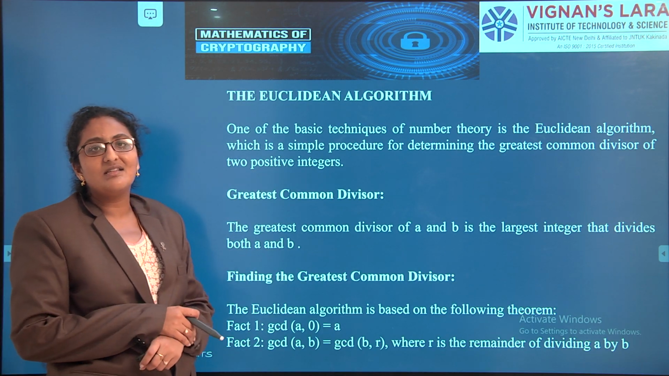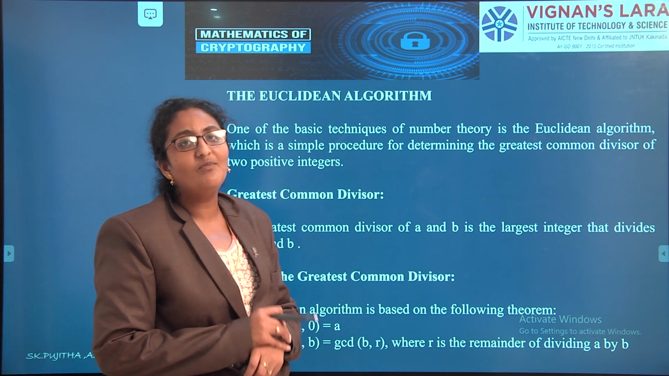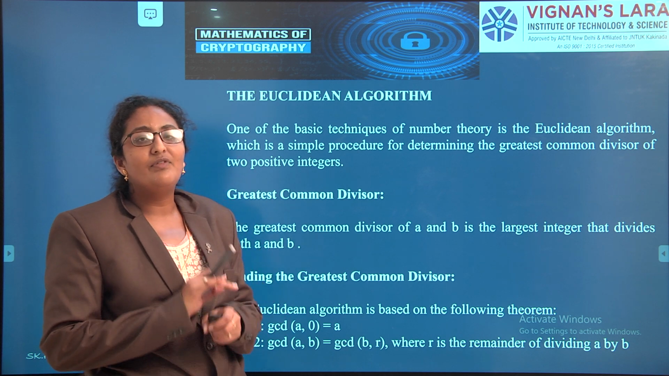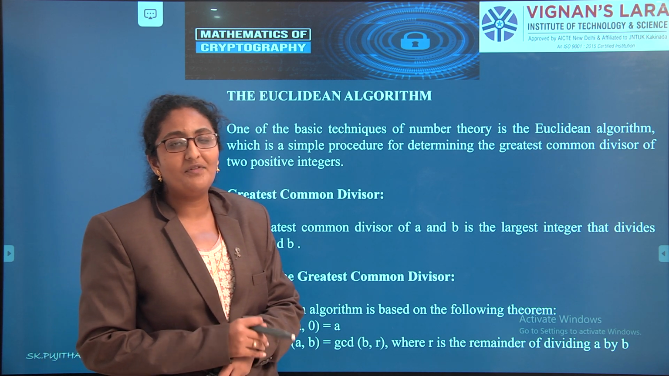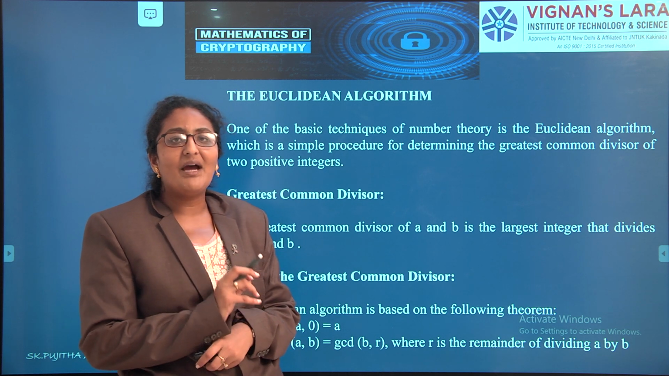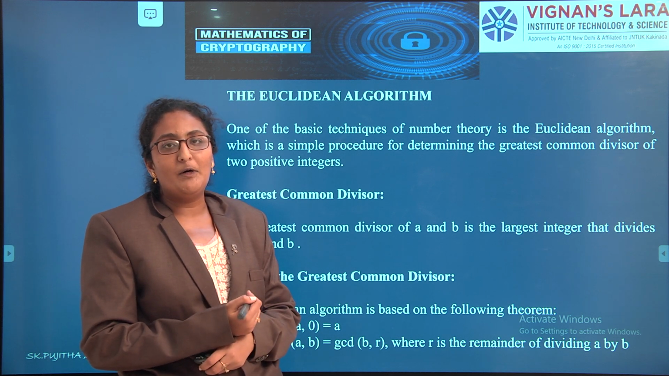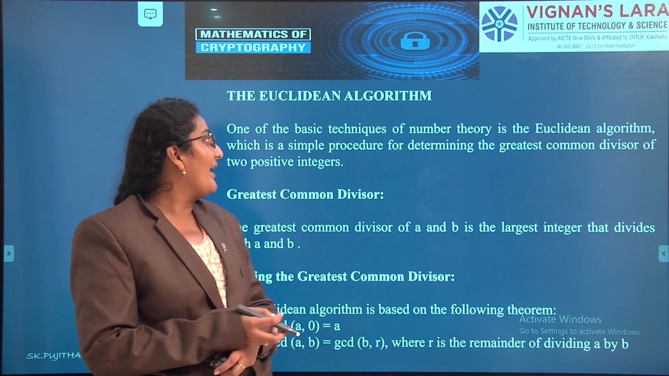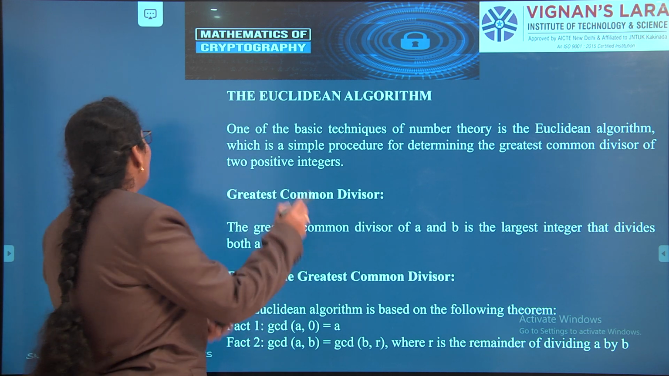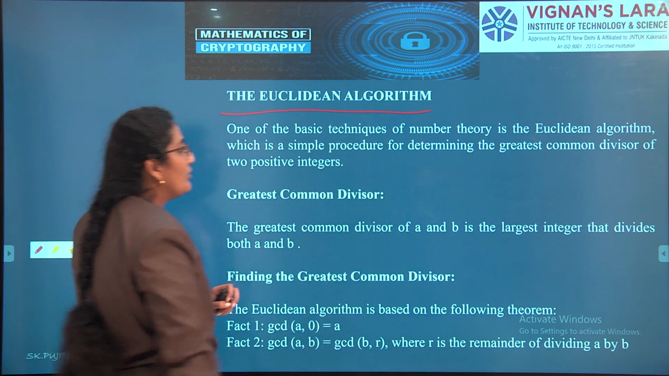So next let us discuss Euclidean algorithm. See, I have told you Euclidean algorithm for calculating GCD. We are discussing mathematics of cryptography. Mathematics of cryptography is last topic of unit 1. In mathematics of cryptography we have several subtopics. In that our purpose is to find GCD. To find GCD we have two algorithms. First one is Euclidean algorithm.